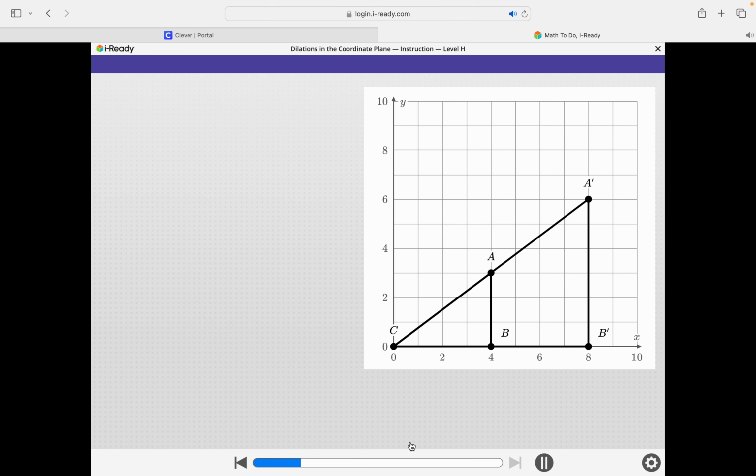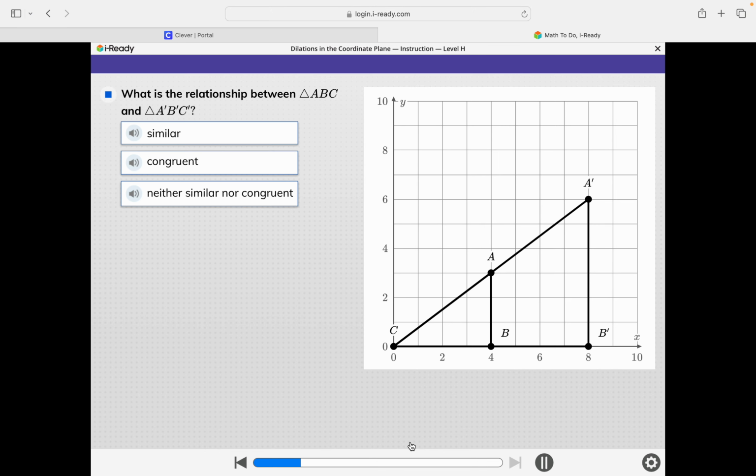Triangle ABC is dilated from point C to form triangle A prime, B prime, C prime. What is the relationship between triangle ABC and triangle A prime, B prime, C prime?